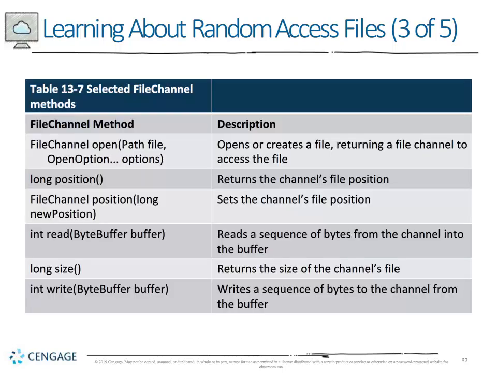We can open a file. We can use the position method. This position has no argument, so it returns the channel's file position. We also have a position method to which we pass one argument, and this method will set the new file position. We have a read method to read a sequence of bytes from the channel into the buffer. We also have a size method to return the size. And we have a write method to write a sequence of bytes into the channel from the buffer.